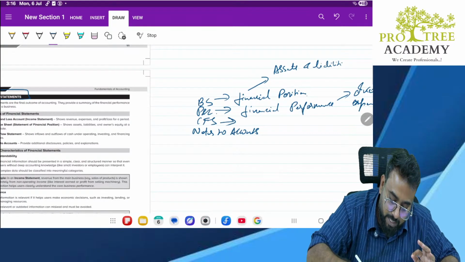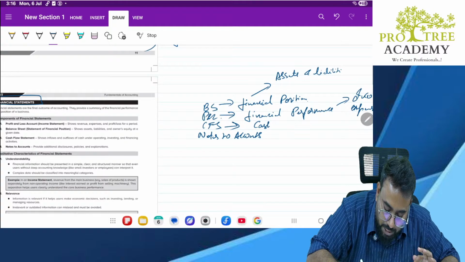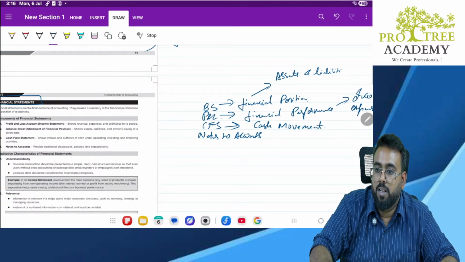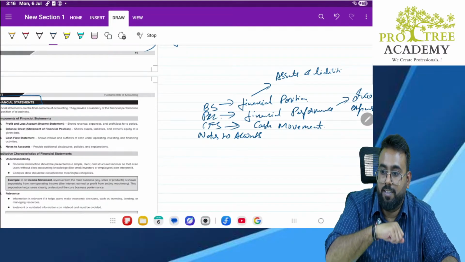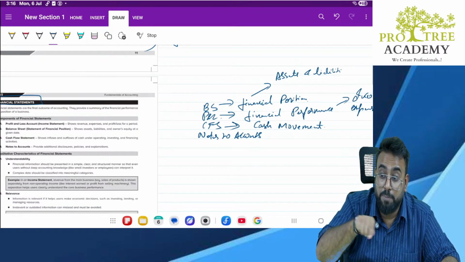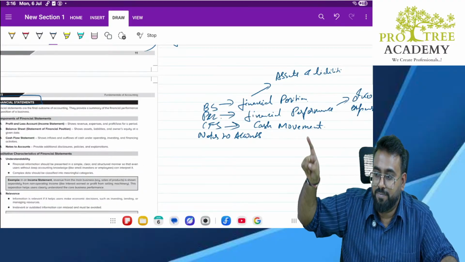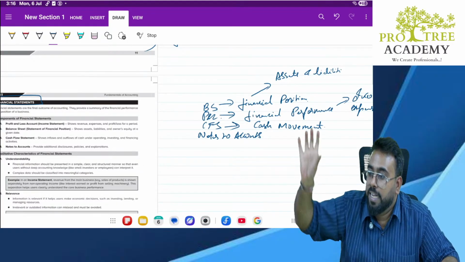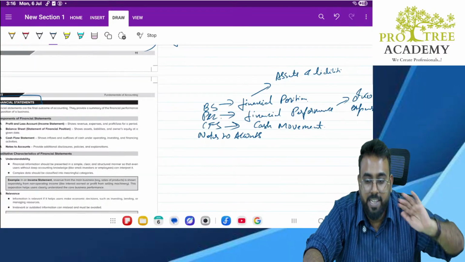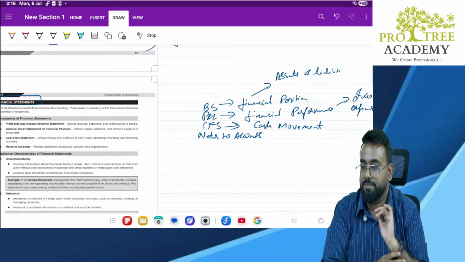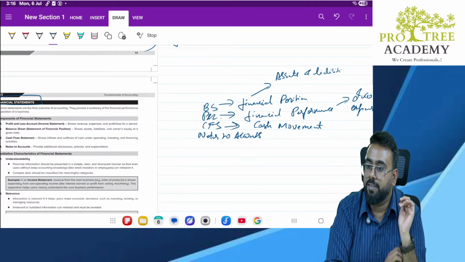Cash flow statement is nothing but captures cash movement. Now, cash flow statement is prepared based on cash system. Correct or no? Why? Because you are capturing the actual cash movement. Cash flow statement. The name itself says how cash is flowing. Cash is coming in, cash is going out. We'll capture that. Clear? Everybody? Yes?